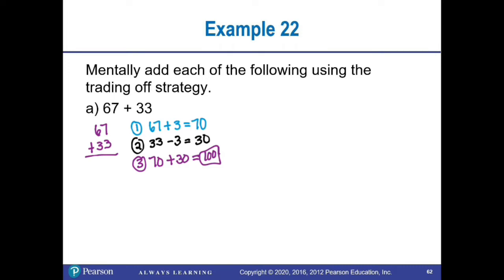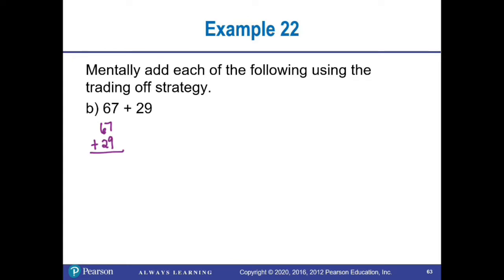Let's look at another example with our trading off strategy. So we have 67 plus 29. Now, many times we'll add something to the first number to make it a multiple of 10. But I notice that the second number is only 1 away from a multiple of 10. So 29 plus 1 is 30. If I add 1 to that second number, to balance my problem, I have to take away 1 from the first number. 66 plus 30 is easier for most children to add, and 66 plus 30 is 96.